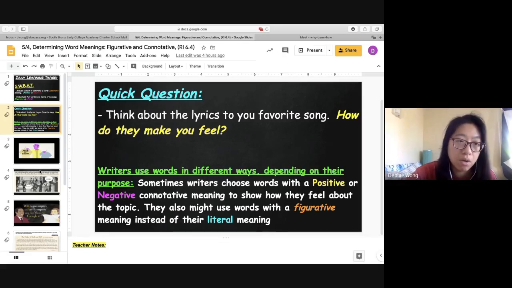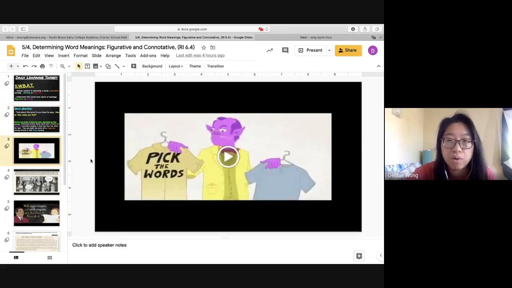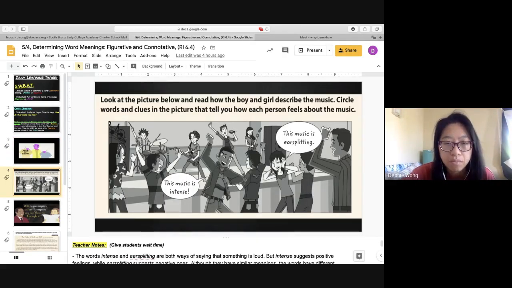All right. Everything is posted up on Google Classroom. We've watched this in our classroom, picking the words. Why is it important to use word choice? Looking at the picture below, read how the boy and girl describe the music. Circle the words and clues in the picture to tell you how each person feels. This person is really loving it. The music is good. It has a really positive connotation, right?